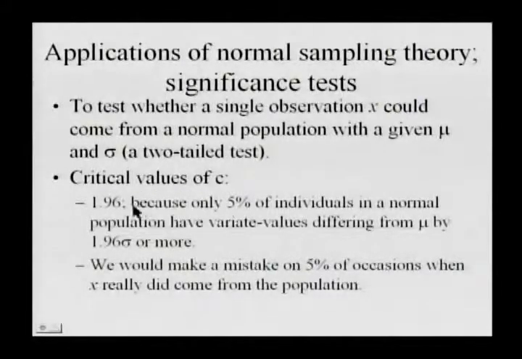So the critical values of C are 1.96 because only 5% of the individuals in a normal population have variate values differing from mu by 1.96 sigma or more. In other words, plus or minus 2 standard deviations from the mean, and you're outside into the 5% fringe of the sample or population data points, and you probably don't belong in that sample set for the outlier estimate to exclude outlying data points, or in the discussion here, whether a single observation X could come from a normal population. We would make a mistake on 5% of the occasions when X really did come from that population.